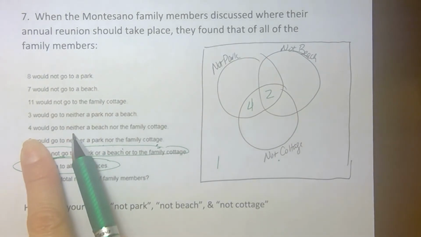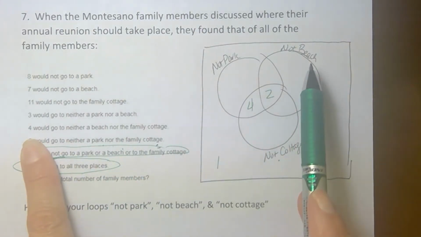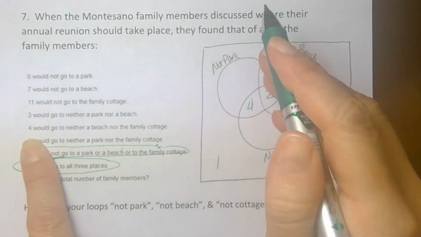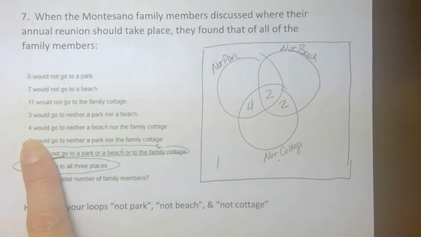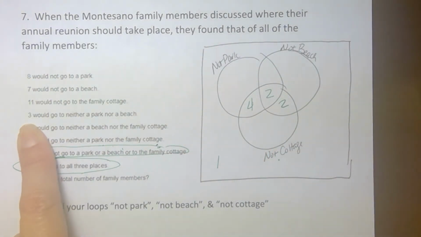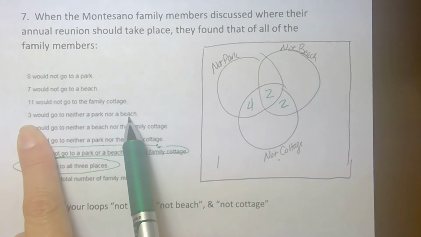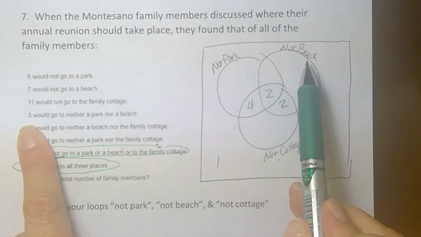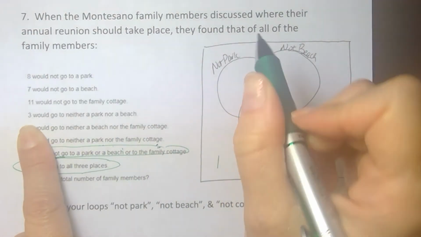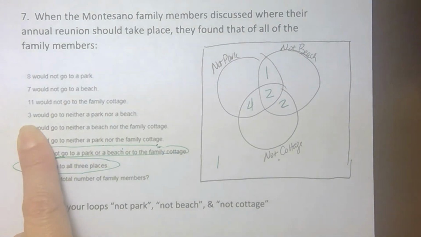4 would go to neither a beach nor the cottage. Not the beach, not the cottage, total of 4. There's 2, the other 2 make 4. 3 would go to neither a park nor a beach. Not the park, not the beach, total of 3. There's already 2, so that's 1.